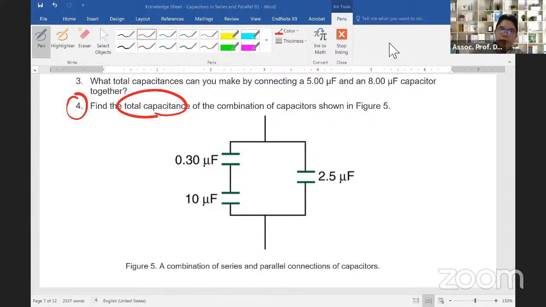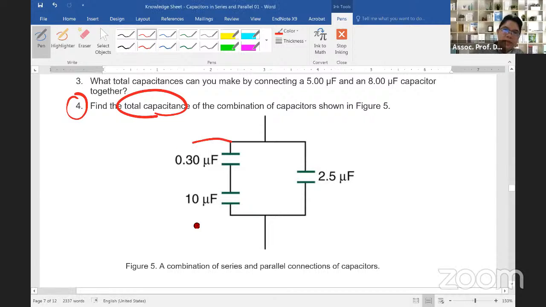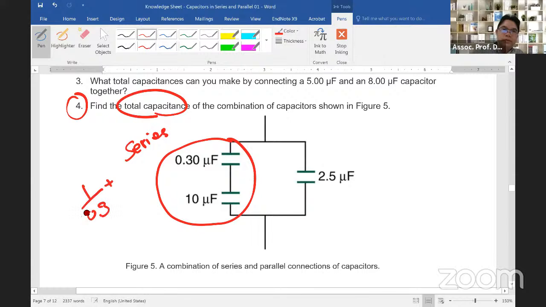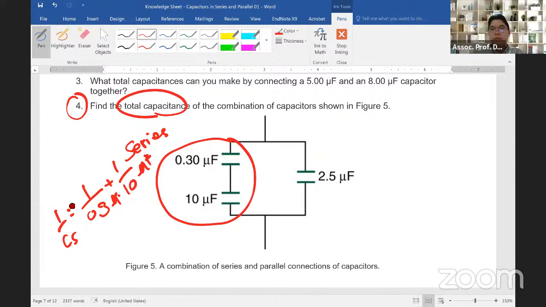You have to calculate the capacitance for this side first, okay? This side first. As a series, okay? As a series. Microfarad. Okay, you have to calculate this one first. And then you combine as a parallel. It's easy. In parallel, you just combine together, plus, right? Plus, very easy.